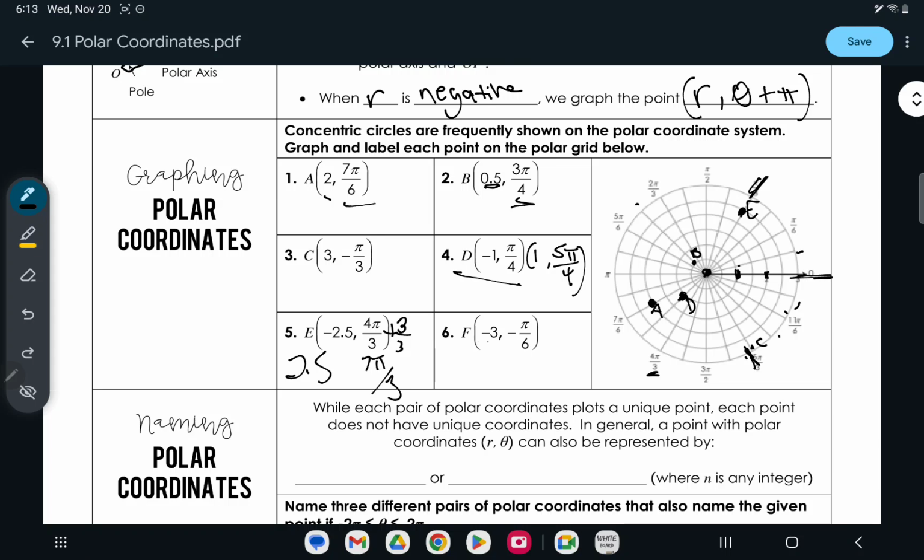All right, and then let's see. Last one here. I could do negative pi over 6, which would be here. But I need to go the negative, so I need to go here and go 3.